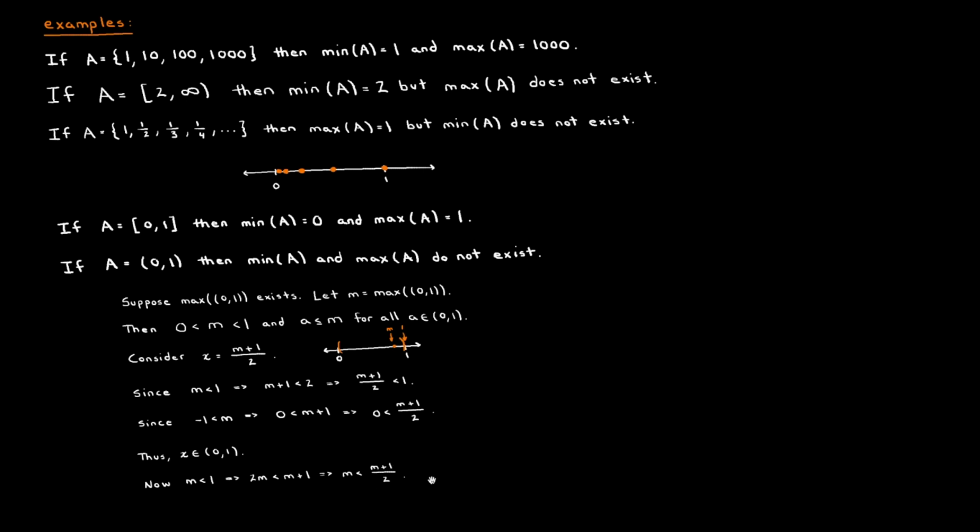And so now we're done because we have a contradiction. We supposed that there exists a maximum for this set, but we were able to construct an element of the set strictly larger than the maximum. And so therefore, the maximum cannot exist. And that completes the proof that the maximum of the open interval of 0 to 1 cannot exist.